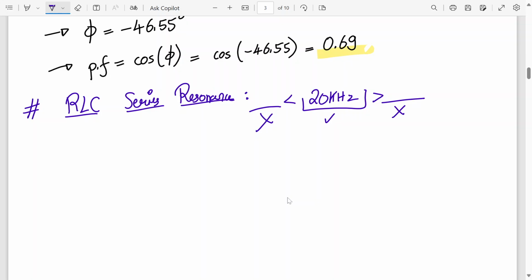Okay. So let's consider the series RLC circuit. So draw RLC in series once again and connect it to the AC supply.